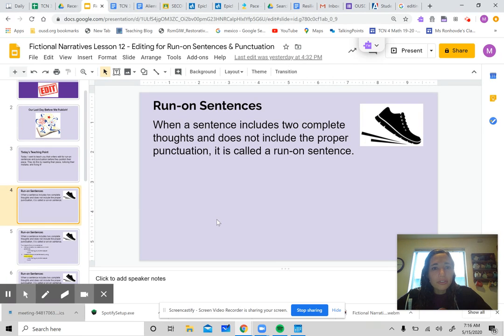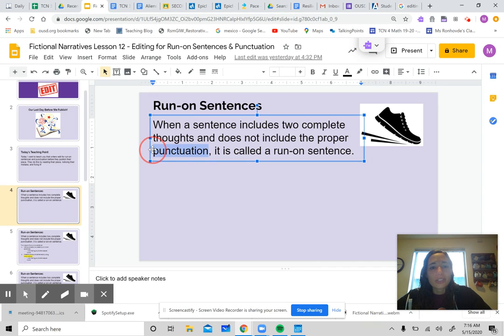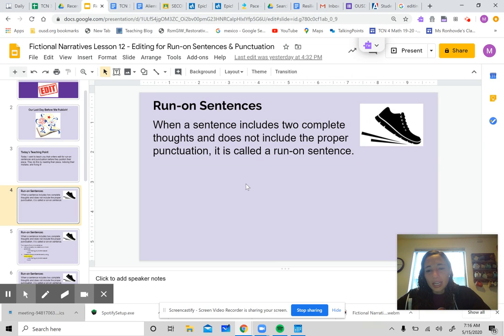But before we do, let's review what a run-on sentence is. When a sentence includes two complete thoughts and does not include the proper punctuation, say it with me, punctuation, it is called a run-on sentence. Imagine reading a piece and there's no period for a whole paragraph. That sentence is running, and it's hard to take a breath because there's no punctuation. All of those thoughts go together, and it can be confusing to read. You want your reader to be able to read it flawlessly and understand everything you're trying to say and not get distracted by your run-on sentence.